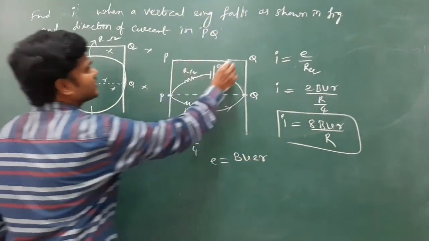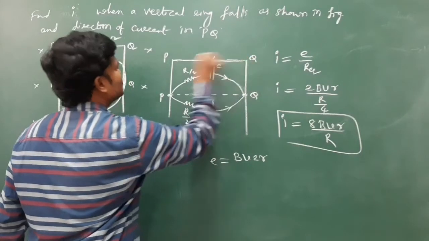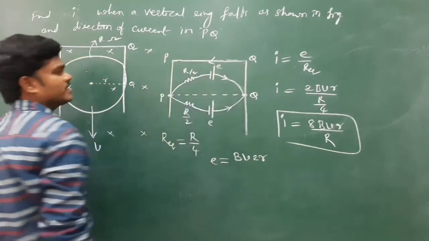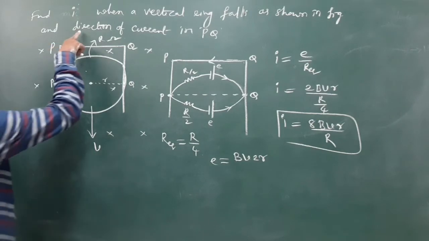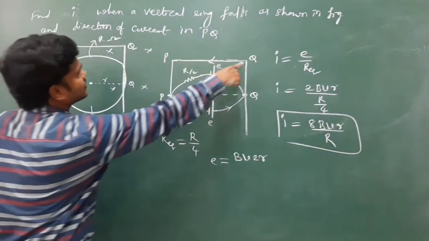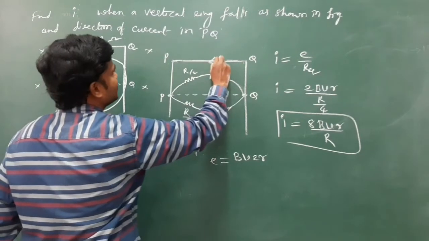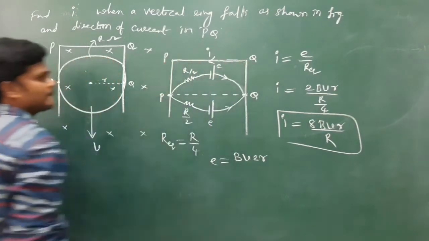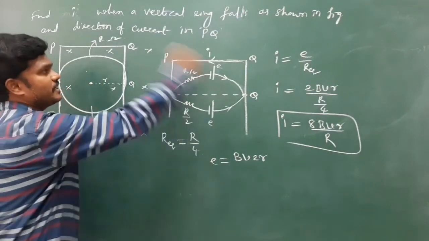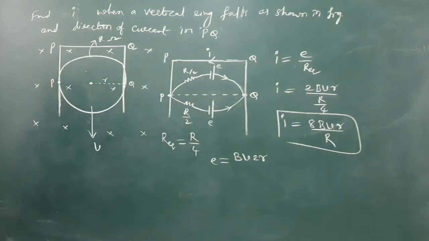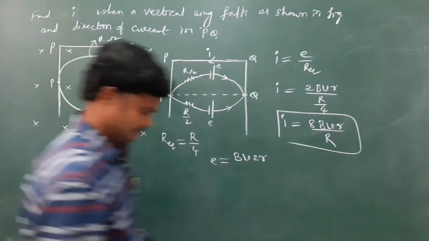And here, outside of the circuit, the direction of the current flows from Q to P. Q to P outside. Okay, so they are asking to find the direction of induced current in PQ. So the direction of induced current is Q to P, because Q is at positive potential. Q to P, 8 BVR by R.